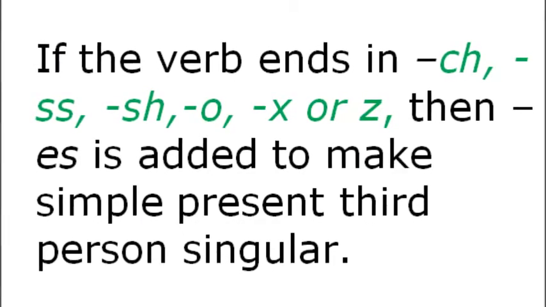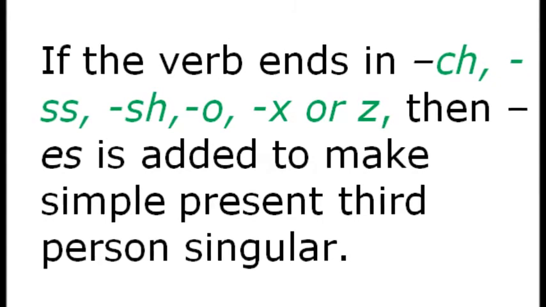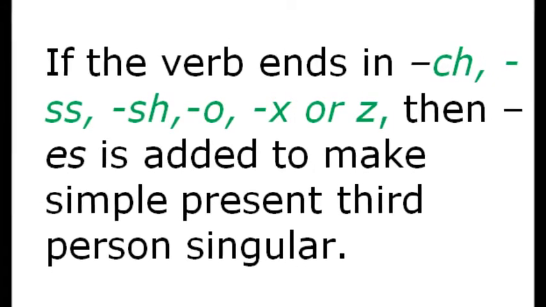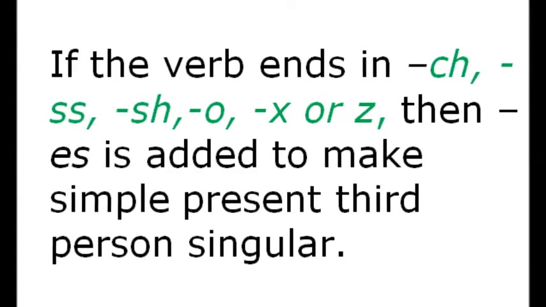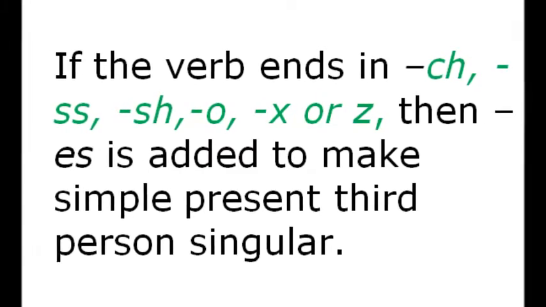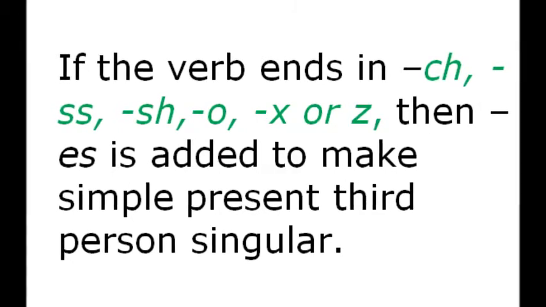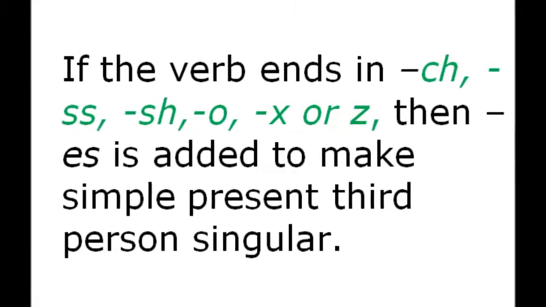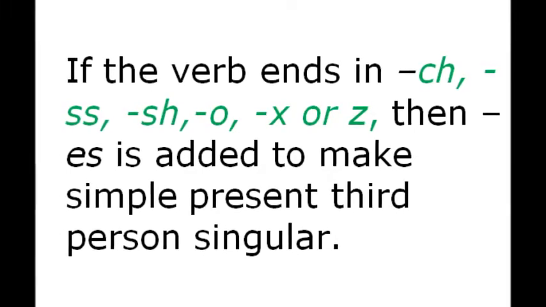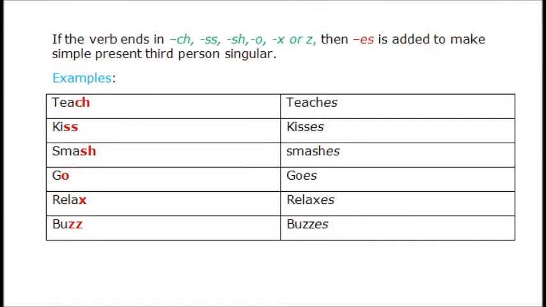That means in simple present tense, for third person singulars, we need to add the s form to the main verb. We must note that if the verb ends in the letters CH, SS, SH, O, X, or Z, then ES is added to make simple present third person singular. Examples: teach, kiss, smash, go, relax, buzz. Here es is added to make it s form.